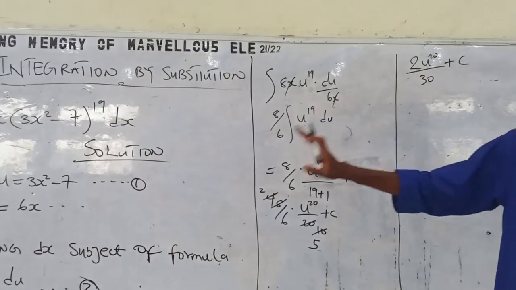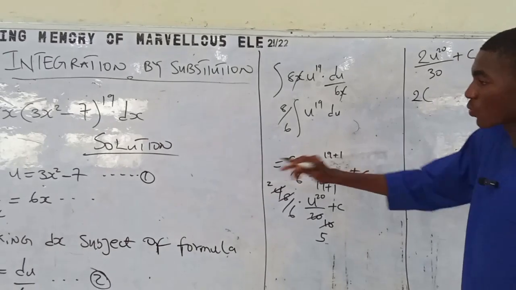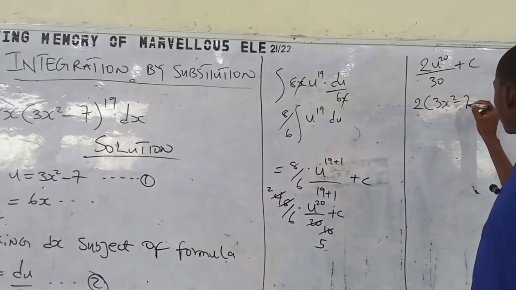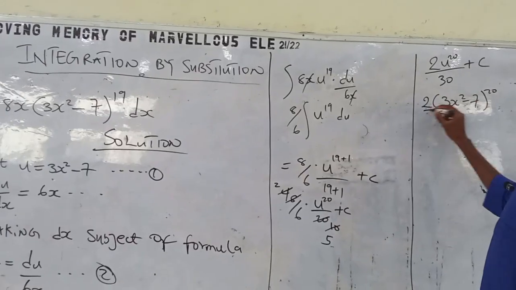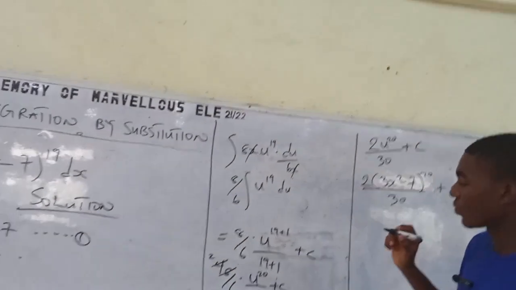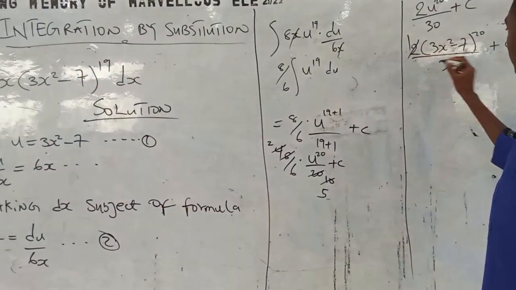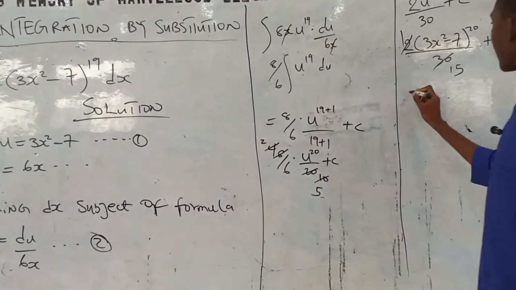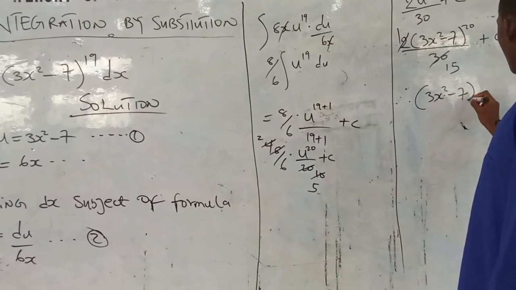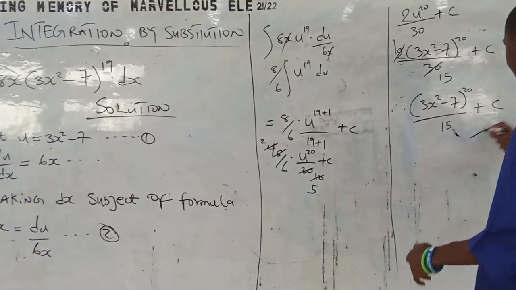But this cannot be our final answer. We need to put back our function u. So we can say 2 times the bracket 3x squared minus 7 to the power 20, all over 30, plus c. Can we reduce this further? Yes, we can. 2 over 2 is 1, 30 over 2 is 15. So our final answer now is (3x squared minus 7) to the power 20 all over 15, plus c.